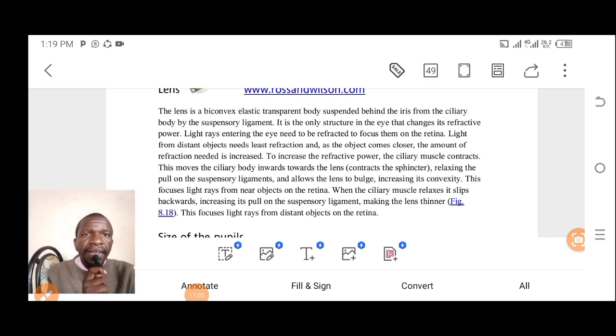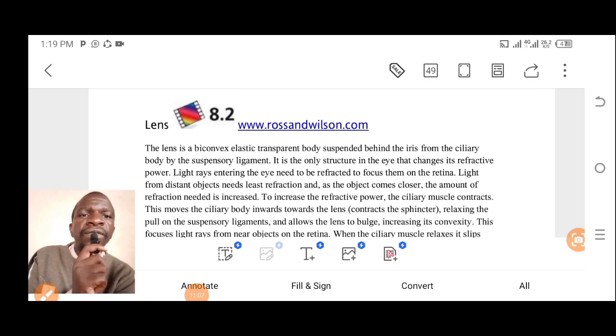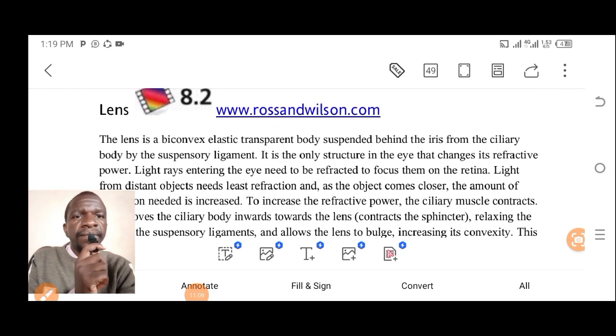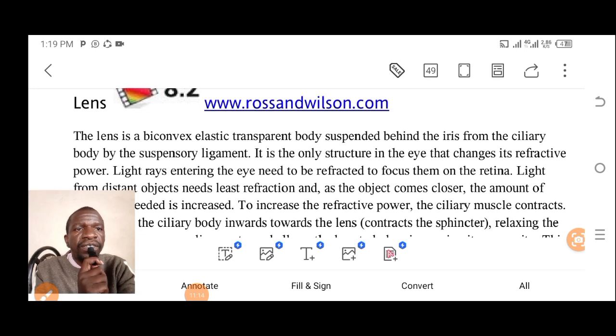So what is a lens? A lens is a biconvex structure, right? You need to know the lens. The lens is a biconvex elastic transparent board suspended behind the iris from the ciliary body by the suspensory ligament.